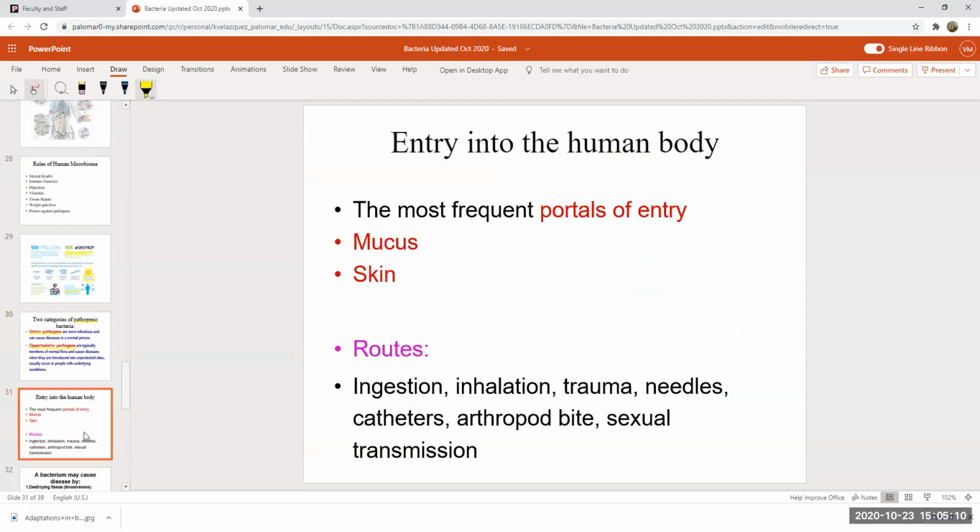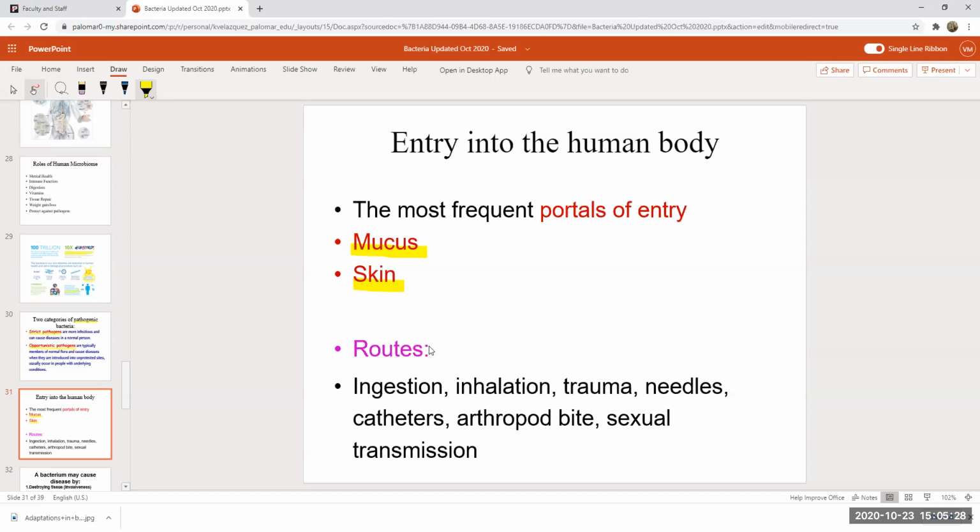This is how bacteria get into the human body, usually through mucus or skin. When we say mucus, we mean your respiratory tract, your digestive tract, your urinary tract, your reproductive tract. Those are all ways that bacteria can get in, or through your skin.